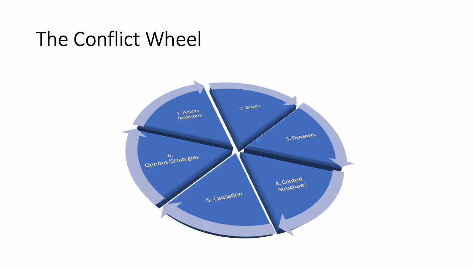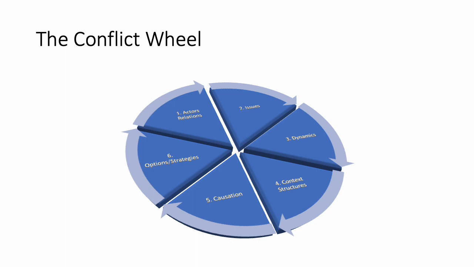So, let us now examine the different conflict analysis tools, and let's begin with the conflict wheel. From the slide, you can see the wheel. The wheel is turning clockwise, and there are different steps. The first step starts with actors and relations. Then number 2, the issues. Number 3, dynamics. 4, content structure. 5, causation. And 6, options and strategy.